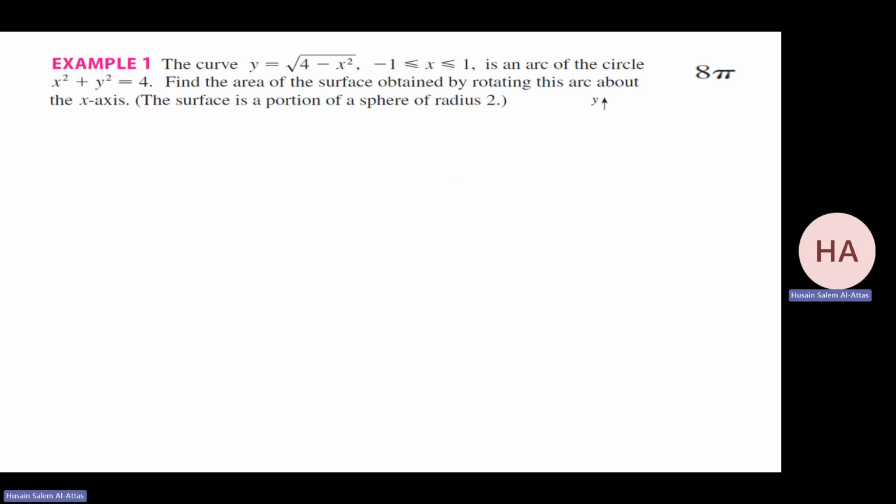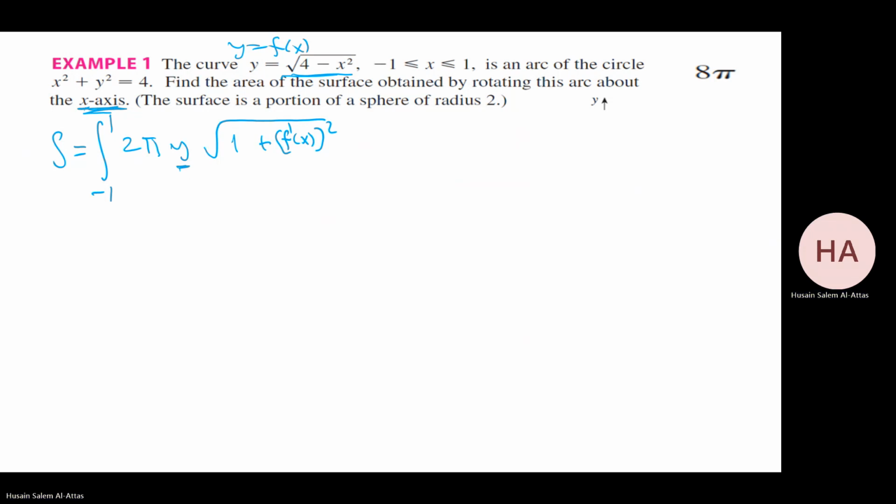Watch this. The curve is an arc of the circle. Find the area of the surface obtained by rotating the arc about the x-axis. Now this is about the x-axis. So my surface area will be 2π y, square root, this is a function of x, integral. Y is a function of x. So this is 1 plus f prime of x squared. And that will be the x values, minus 1 to 1, 2π y. Since it's about the x-axis, I'll write y. What is y? Square root of this. Okay. Dx.